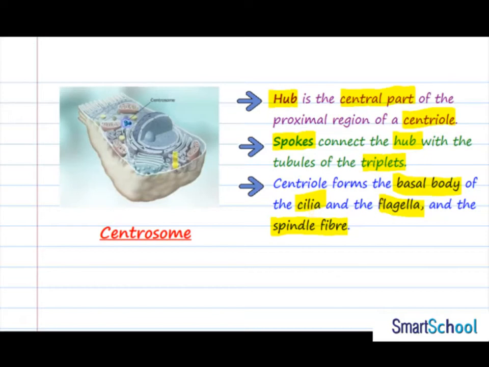Now here in this image, you can see the cross section of a cell and you can see this very small centrosome is shown. It's not that clear, but it is shown in the cross section of a cell.